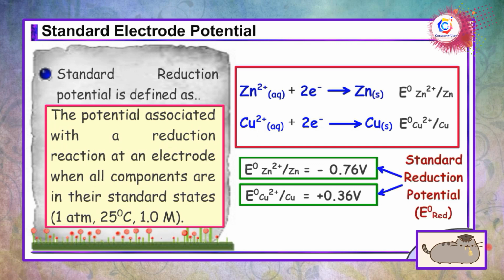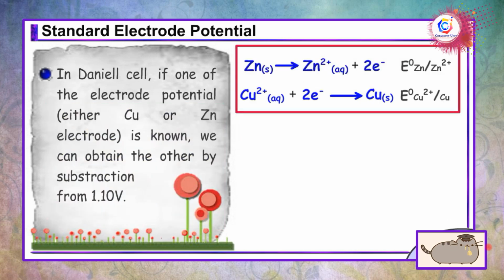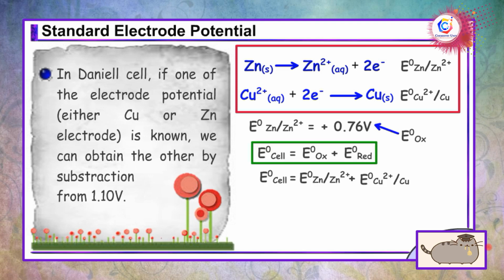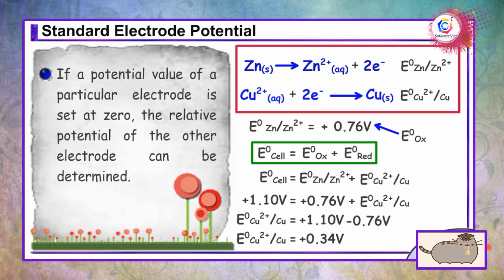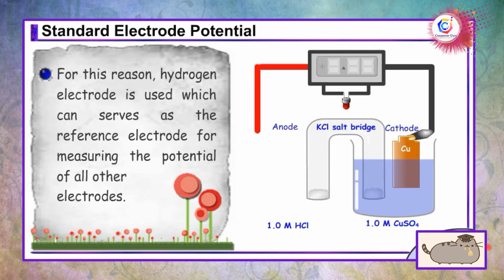in their standard states. In the Daniell cell, if one of the electrode potentials is known, we can obtain the other by subtraction from 1.10 volts. If the potential value of a particular electrode is set at 0, the relative potential of the other electrode can be determined. For this reason, the hydrogen electrode is used, which can serve as the reference electrode for measuring the potential of all other electrodes.